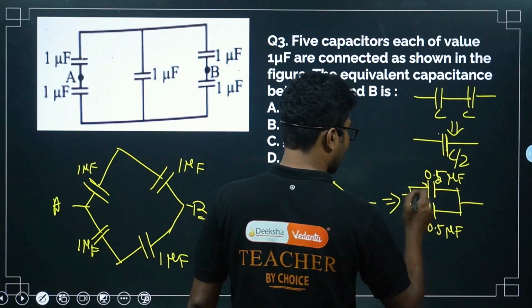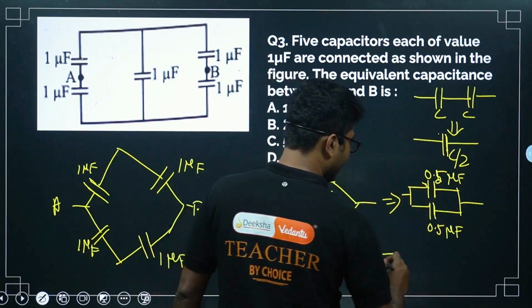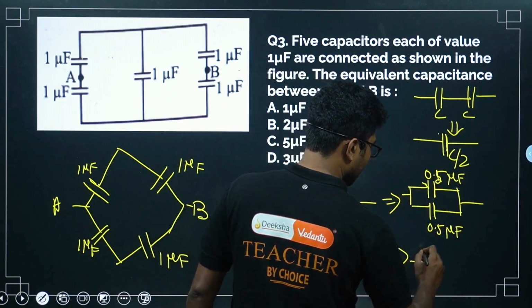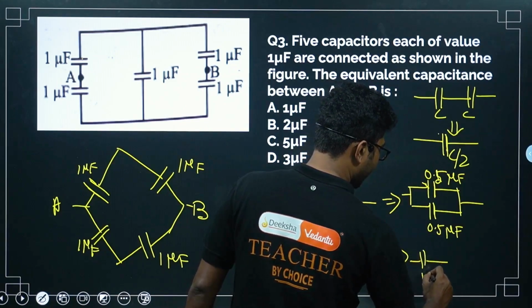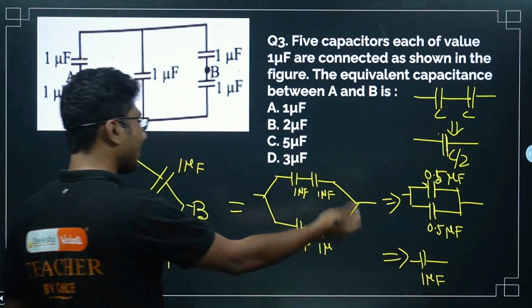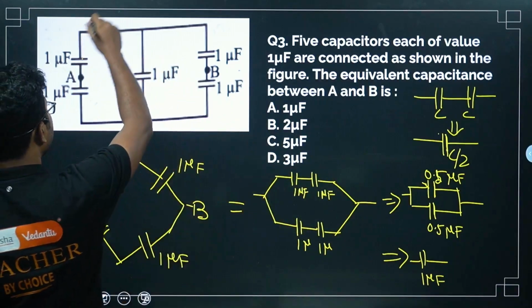They are now in parallel. Now parallel, they get added. So the final answer is 1 microfarad. Now, whatever I am doing in this, you have to draw this in this diagram.